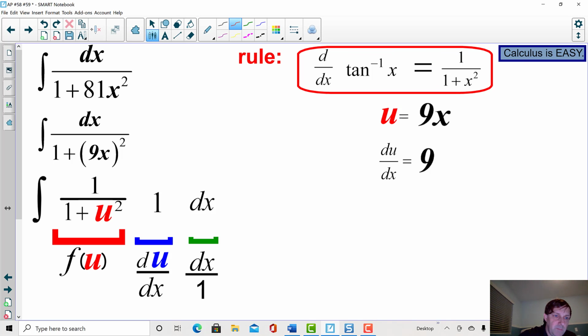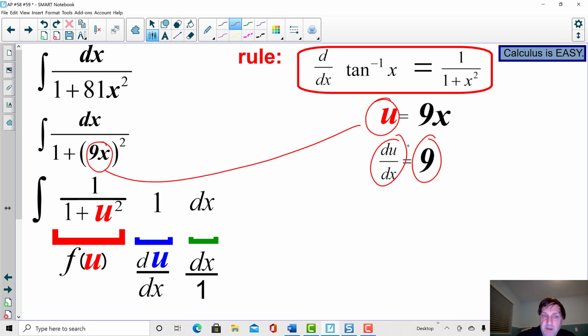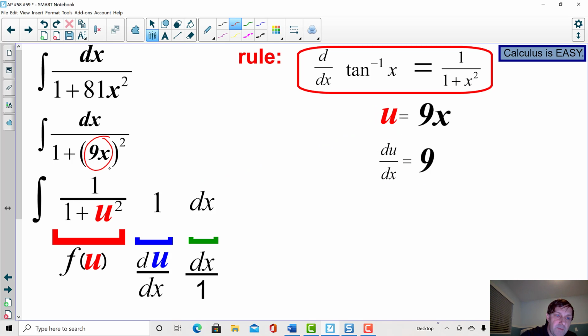So that means the integral for 1 over 1 plus x squared is just going to give us tangent inverse. So we want this to be 1 over 1 plus something squared. So we want to change this 81x squared into 9x times 9x, which is 9x squared. And now our u is just going to be the 9x. If we choose u equals 9x, then the derivative of u is just going to be 9. So we'll put a u for the 9x. And now we just need a 9 in this spot right here. Right now we just have a 1 there. So we're going to need to put 9 over 9.